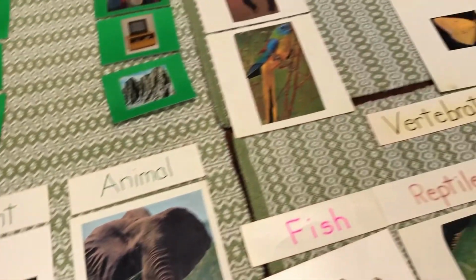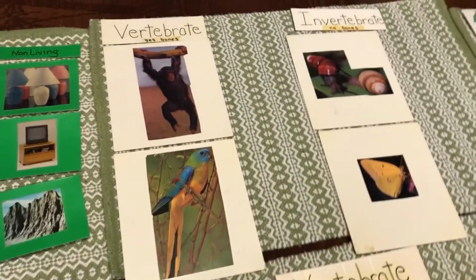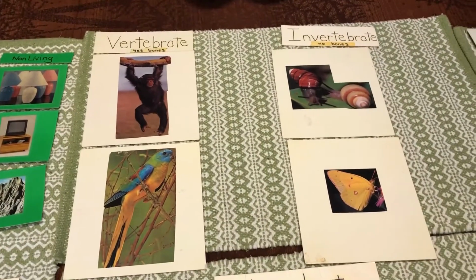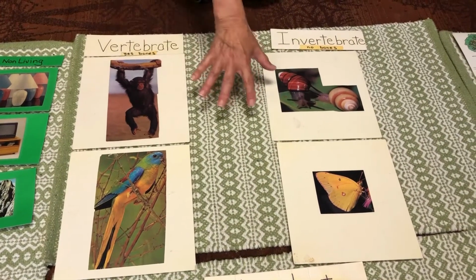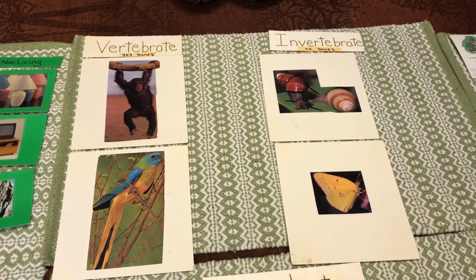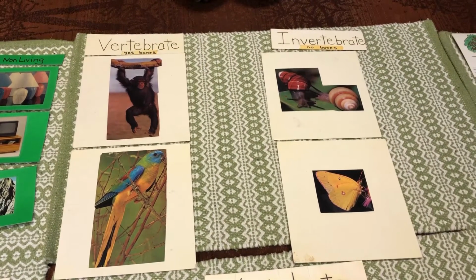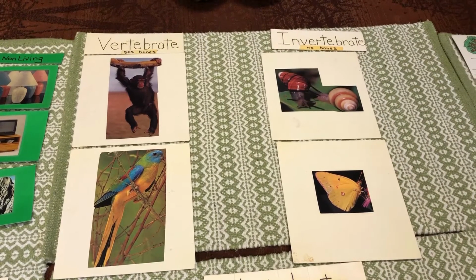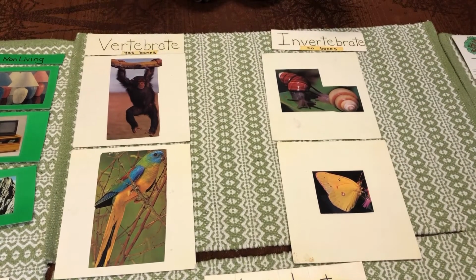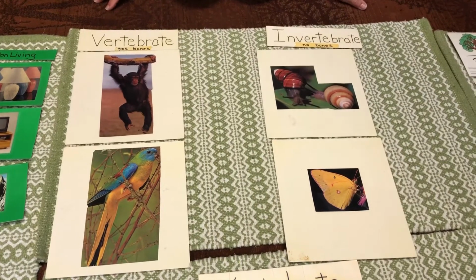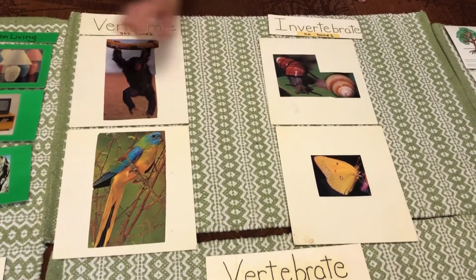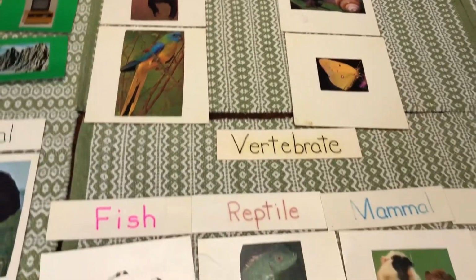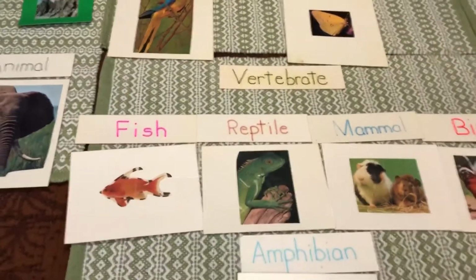Then we will move on to a classification of vertebrate and invertebrate. Some animals have bones, some animals do not. To accompany this, they may look at books that actually look at the skeletal systems of different animals. They may draw them, and they take a look at both differences. Then we talk about the classification of vertebrates. We have fish, reptile, mammal, bird, and amphibian.